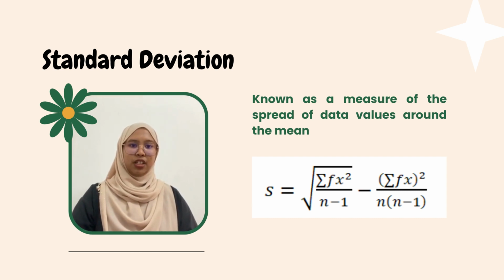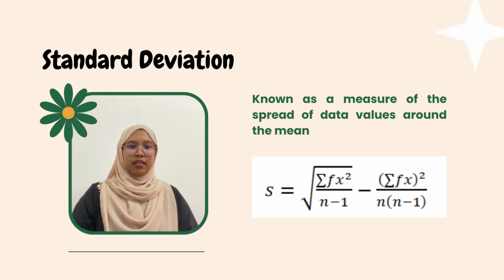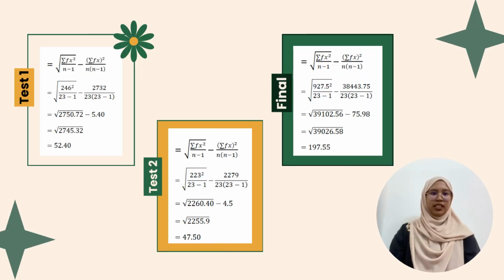A lower standard deviation indicates that the values of the data set are clustered close around the mean. In contrast, a larger standard deviation indicates that the values of data are scattered far away from the mean. So the standard deviation for test 1 is 52.40, while test 2 is 47.50. And lastly, final, which is 197.55.